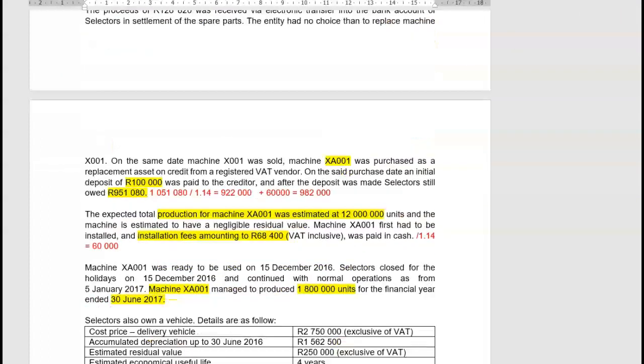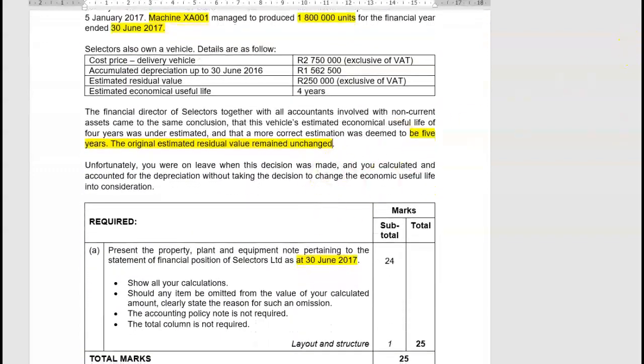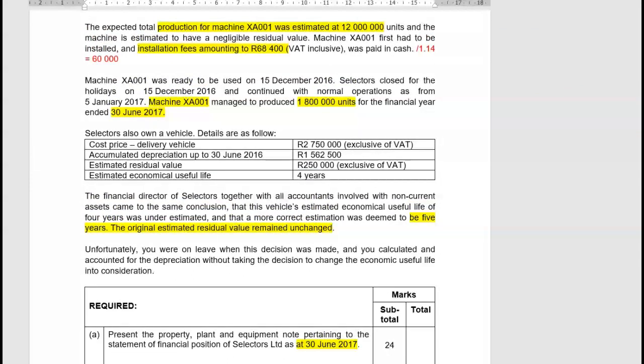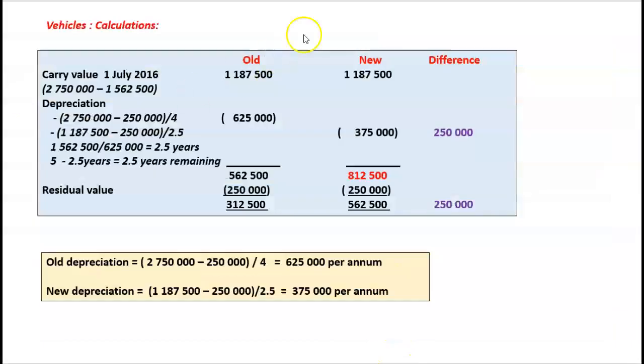So reallocation says we start at the current year, we let bygones be bygones, we forget what happened in the past, so we're going to apply our new estimates on our current year's figures, starting with our carry value as at the beginning of the year. They actually gave it to you. They gave you the cost, they gave you the accumulated depreciation, so therefore I have the carry value as at the beginning of the year. 2,750,000 less 1,562,500 gives me 1,187,500.